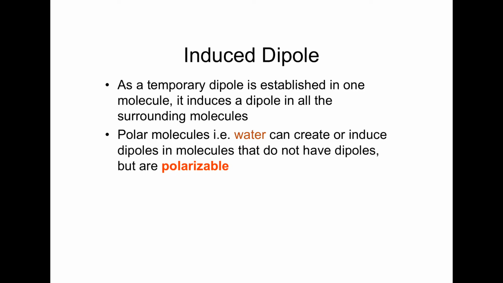And this is why polar molecules can create dipoles in molecules that don't normally have dipoles, but are polarizable. So as long as a molecule has electrons and is polarizable, it can be influenced by the polar molecules around it. And we just call that an induced dipole. And all molecules are susceptible to this. Now, even though all molecules can have an induced dipole, the ones that are most polarizable will have the strongest induced dipole.